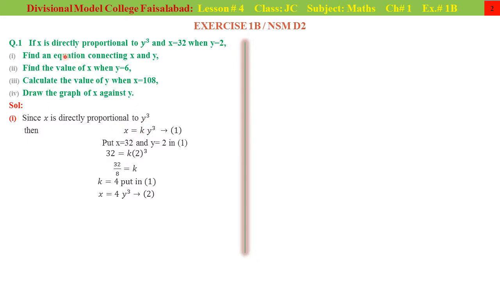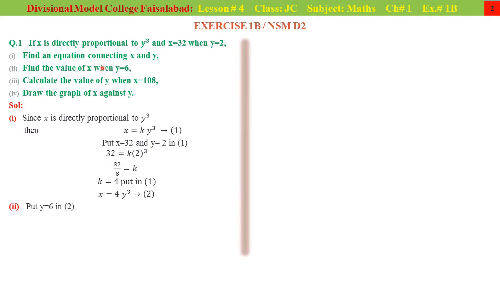But if you are asked to find an equation connecting x and y, then you have to find the value of k by putting the values of x and y given in the first statement. Solving, you will get the value of k, and you will put the value of k in this equation number 1 to get an equation which has x and y only, but there is no k. So this is the answer of part 1. Now using this equation number 2, we will solve the other parts.